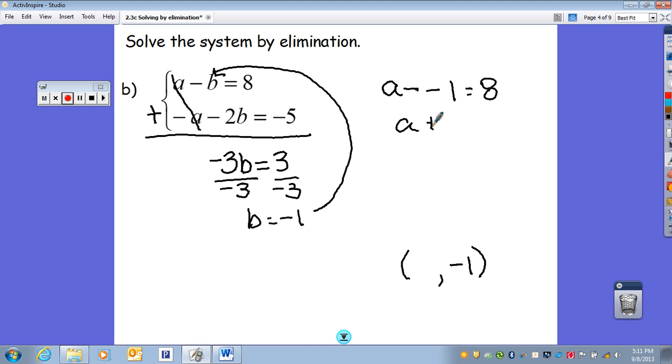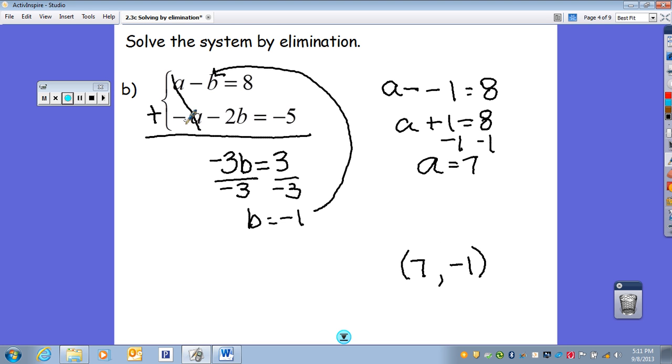Remember that minus a negative is plus, and I'm going to subtract 1 from both sides, so A is equal to 7. That is the other part of my ordered pair. Now let's put that into the other equation and make sure it works.